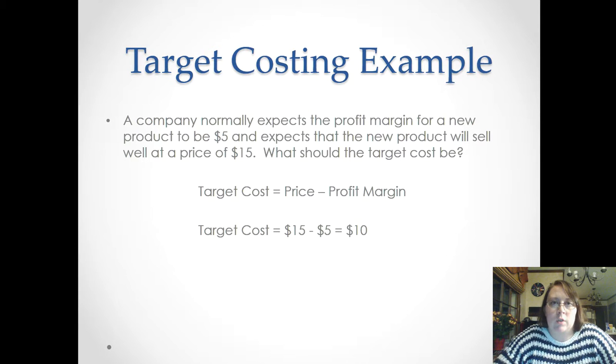So an example of target costing is if a company normally expects that the profit margin for a new product will be $5 and expects that this new product will sell well at a price of $15, then what should their target cost be? So if target cost is equal to price minus profit margin, then you would take $15 minus $5 and come up with a target cost of $10. So your goal here is to keep your production cost below that target.